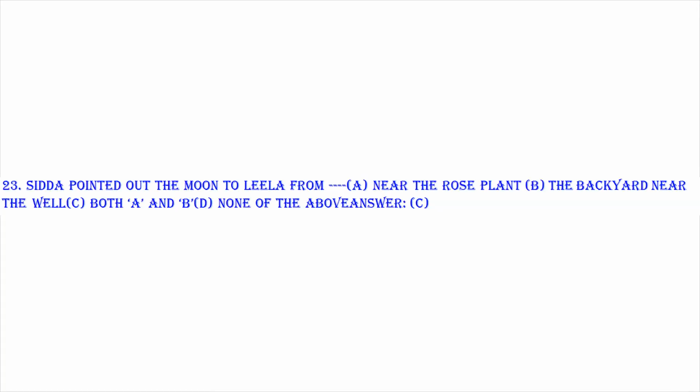23. Siddha pointed out the moon to Leela from, A, near the rose plant, B, the backyard near the well, C, both A and B, D, none of the above. Answer, C.